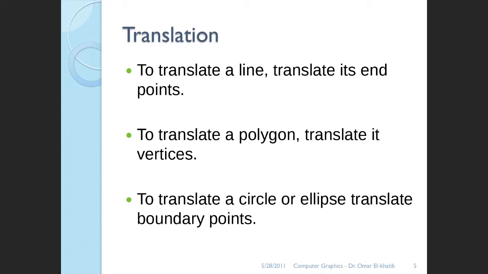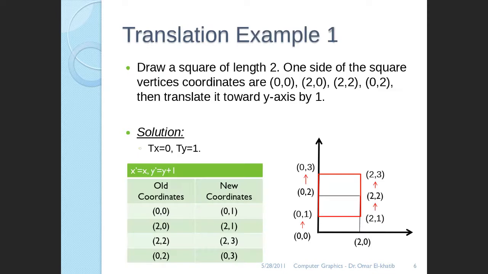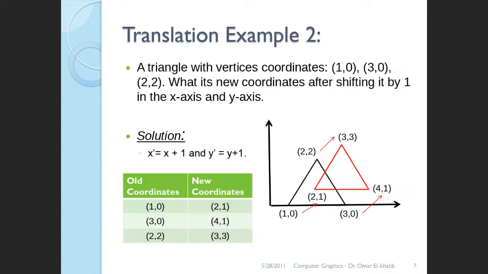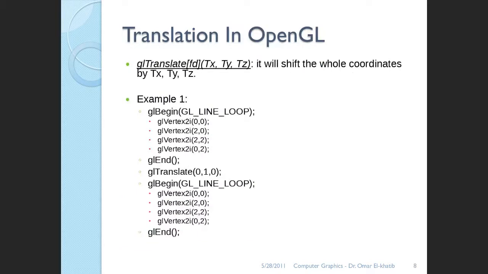The point here is that if we want to translate a line, then we translate its endpoints and redraw the line again. We will see how this is possible. Then translating a polygon and translating a circle. There were some examples of translations. We have seen them, and this is how we do translation in OpenGL.